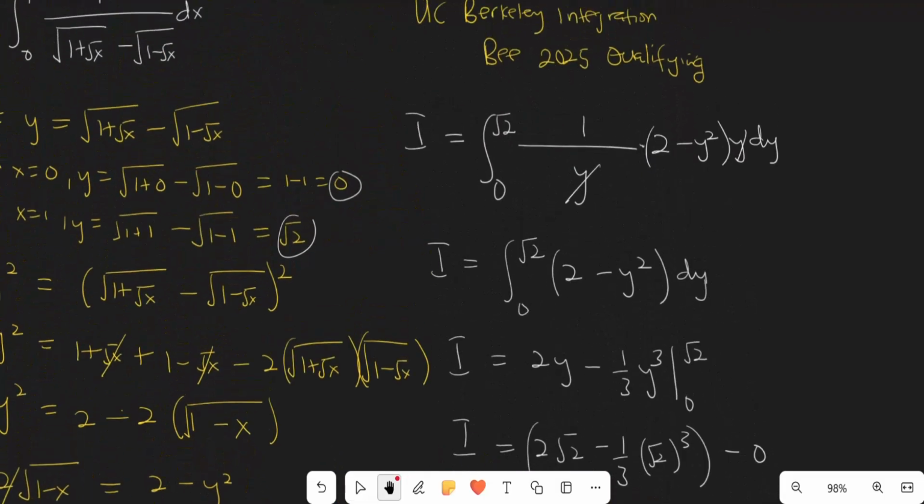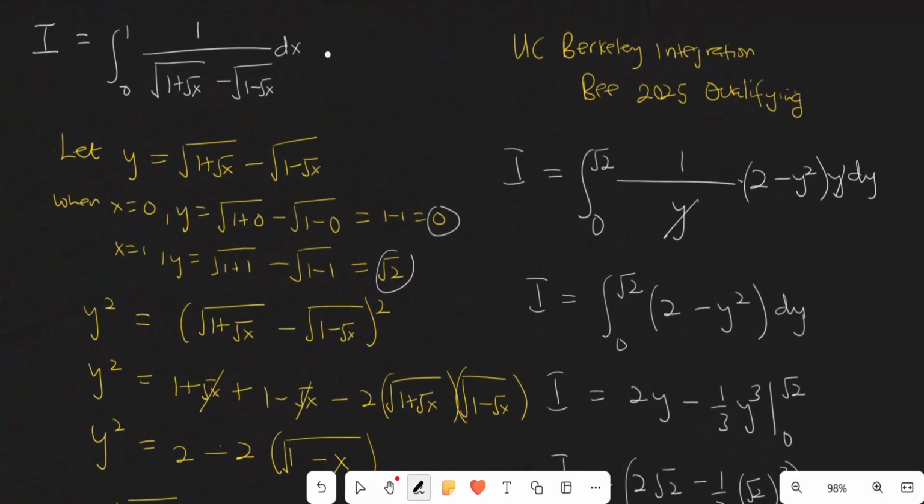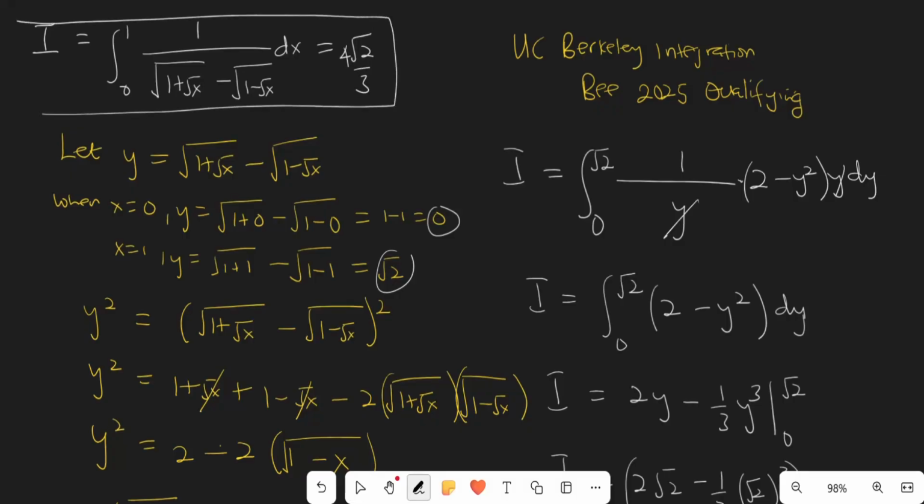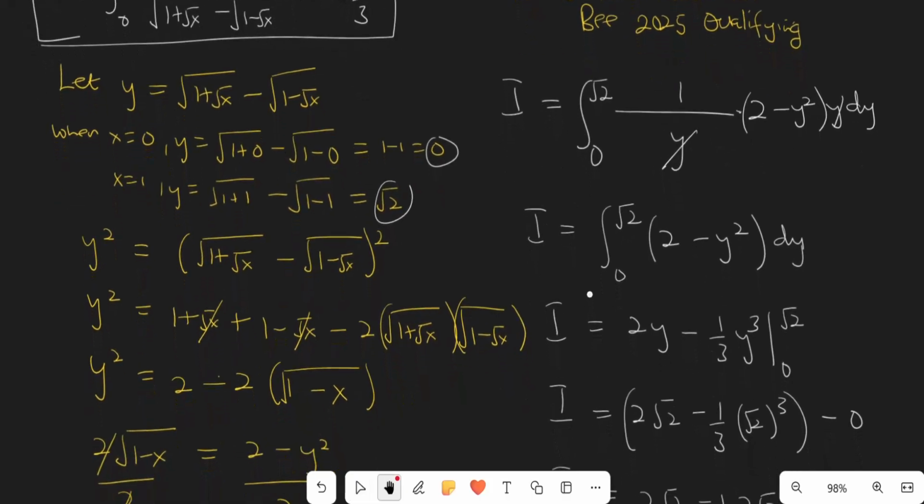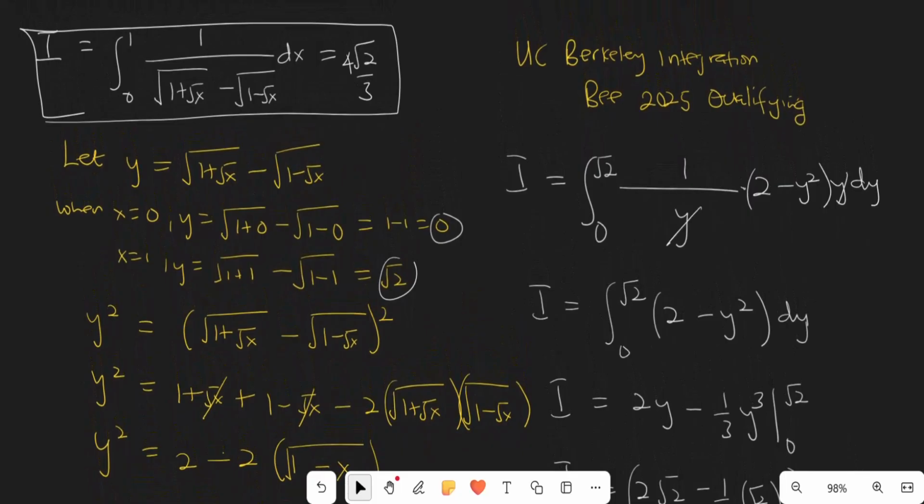So if you go back up, this integral, this UC Berkeley integration B question, the 2025 qualifying round, evaluates to 4 square root of 2 over 3. And this agrees with the answer that MIT gave. So this is how to solve this kind of integrals. If you have an integral that looks a bit complicated, you can just let y be equal to the denominator, try to find an expression for x in terms of the new variable, and then the integral will become very easy for you to integrate. So this is how I can solve it.